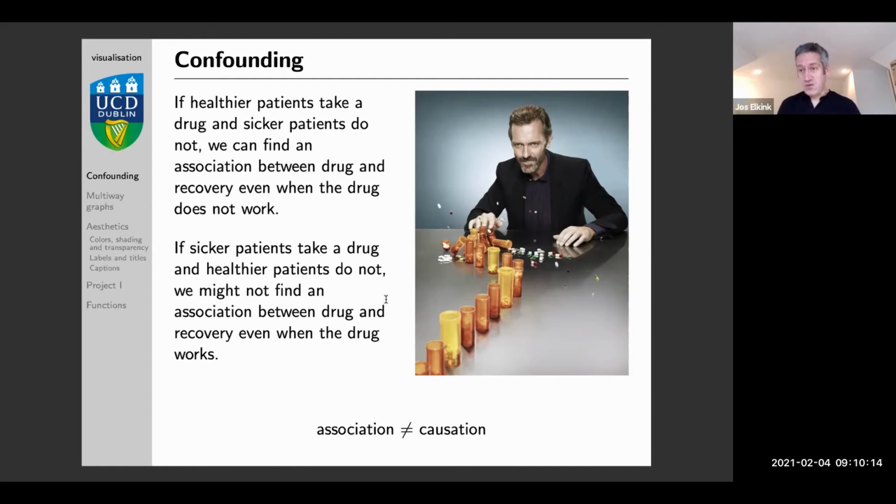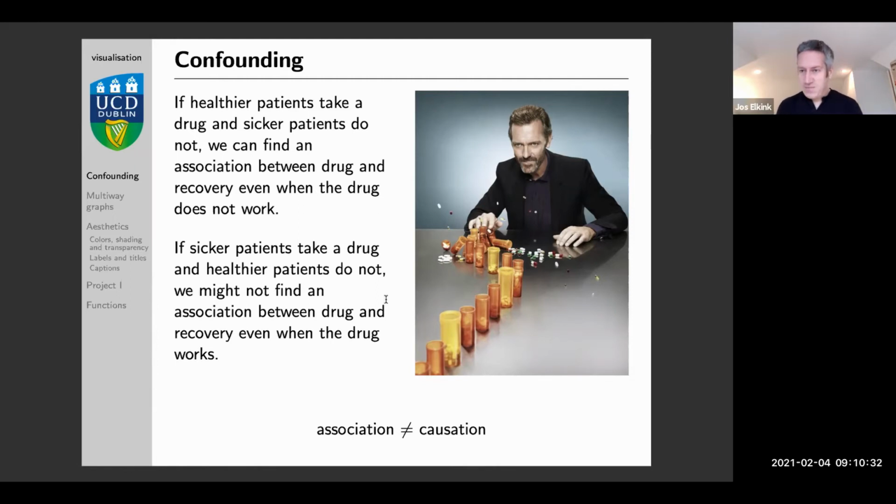So imagine you do an experiment. You divide all your patients in 2 groups. You give half of them the real drug and half of them some fake drug, the placebo. And you just want to see whether the effects are different, whether the drug is helping.